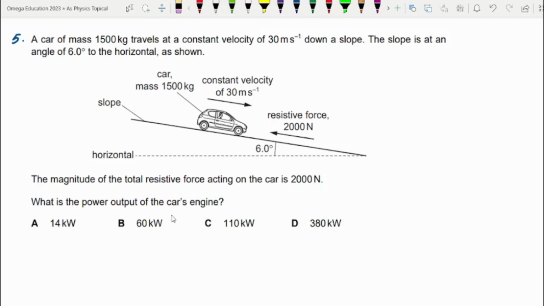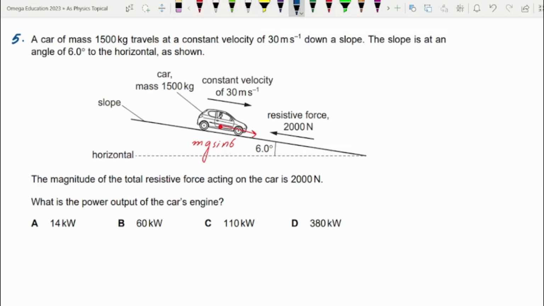a component of weight that tries to bring the object down the slope, and we have said it repeatedly, the component of weight that tries to bring the object down the slope is called mg sine theta. So one component of weight would try to bring it down the slope, and we call it mg sine theta. Theta in this case is 6.0 degrees.